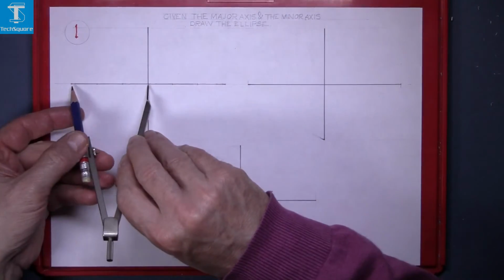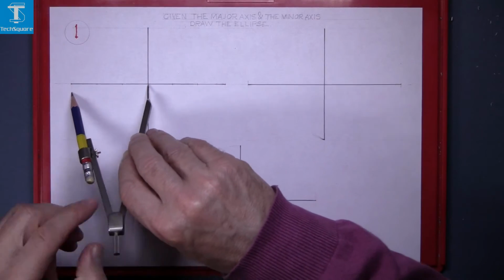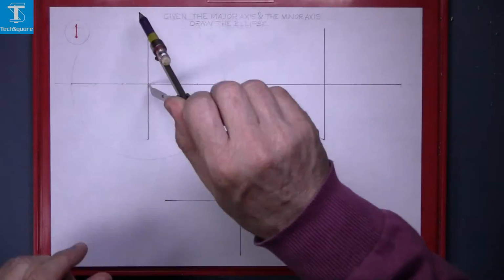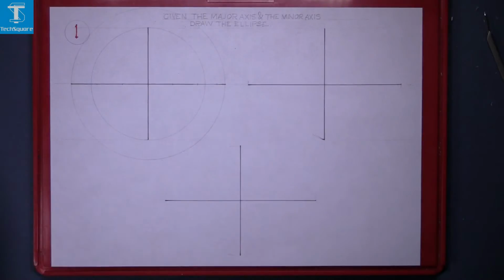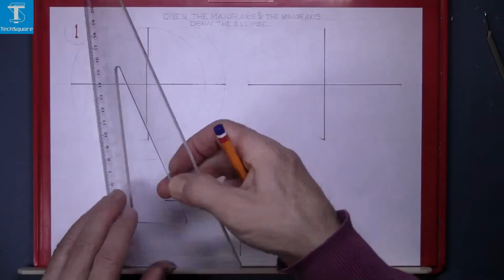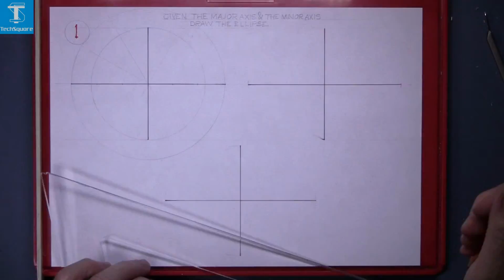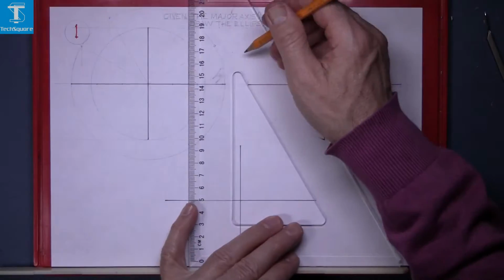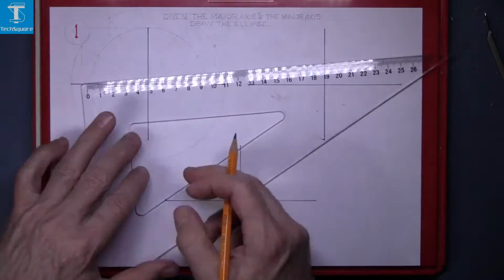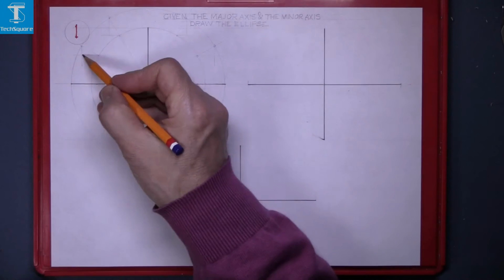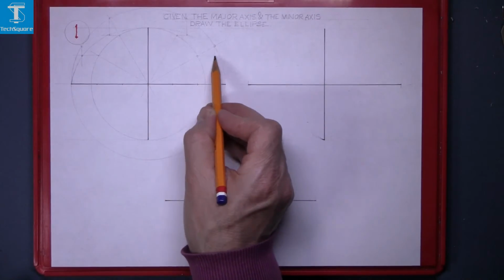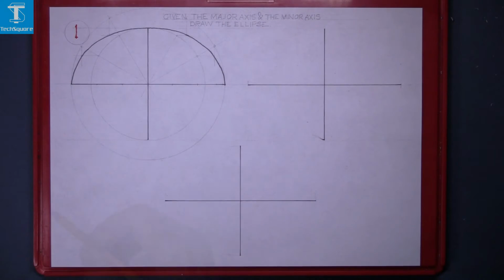So you set the compass to half the major axis and draw your major circle, and then half the minor axis and draw your circle, and draw up through 60 degrees and 30 degrees, and then from points on the major circle draw vertically, and points on the minor circle draw horizontally, and that gives you the points for the ellipse, and line in your ellipse. And that's the concentric circles method.